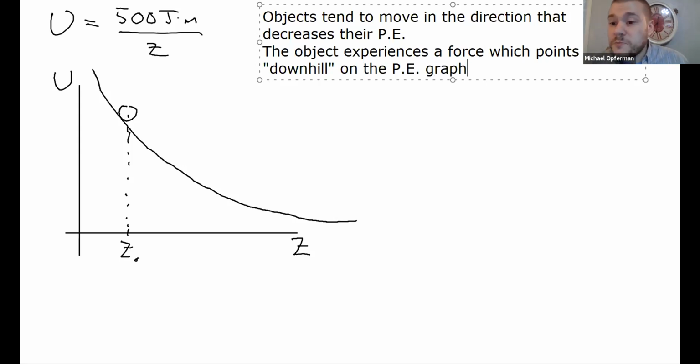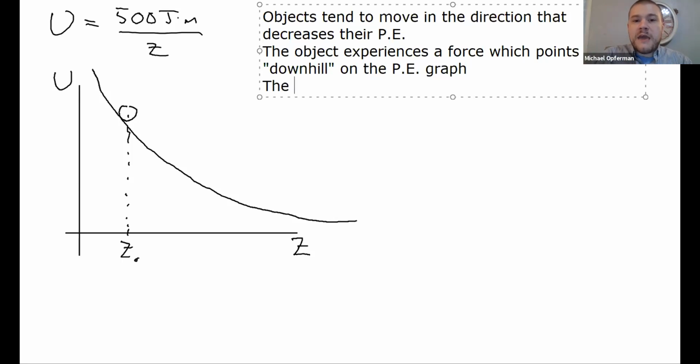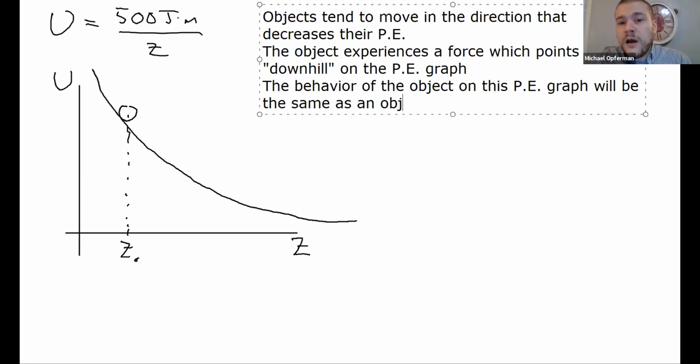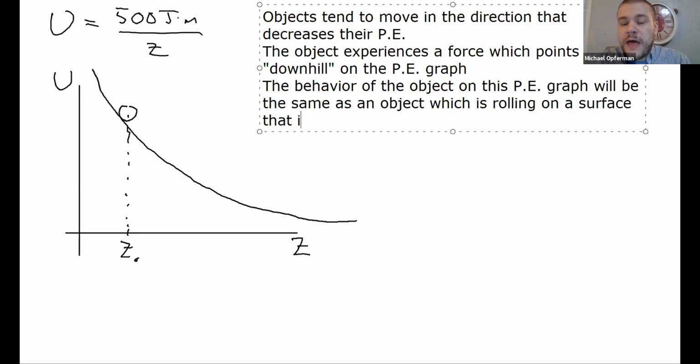So if you're thinking about this in terms of forces, the force on the object is going to pull it down towards lower potential energies. So there's a force on this object in the positive z direction, and I can tell that from the graph because that's downhill. Another way you can think about this is the behavior of the object on this potential energy graph will be the same as an object which is rolling on a surface that is shaped like the potential energy graph.